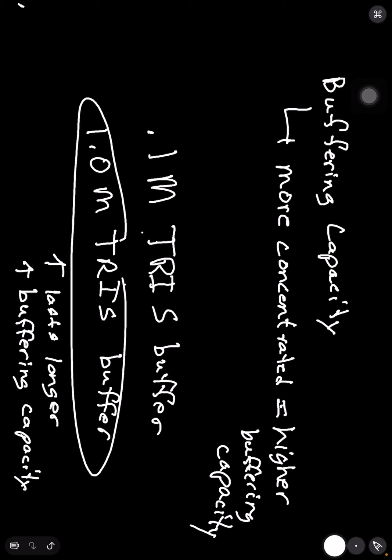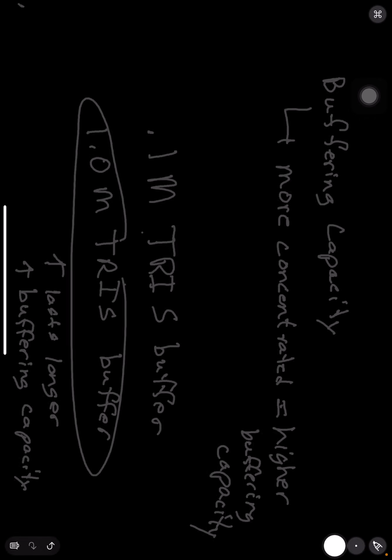Okay? So, that can change how you handle things in the lab. If you're trying to make a buffer that you want to make sure will stand up for a long amount of time in use, probably making it a little bit more concentrated is going to be better, because it will be resistant to larger additions of acid or base. All right? That's one thing.